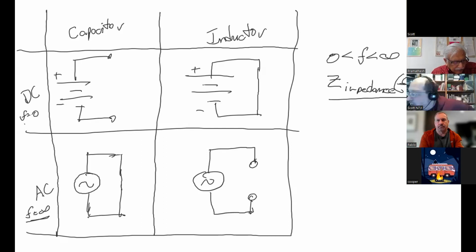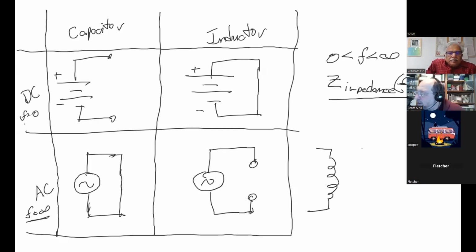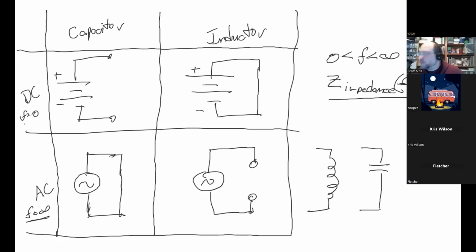So these devices have reactance and impedance, and they are not equal to 0 and they're not equal to infinity. Now, if we draw an inductor and it's not perfect, does an inductor have a little bit of resistance, as a piece of wire that isn't perfect? And the answer is yes. In your formula, 0 is less than F is less than infinity. F is frequency.